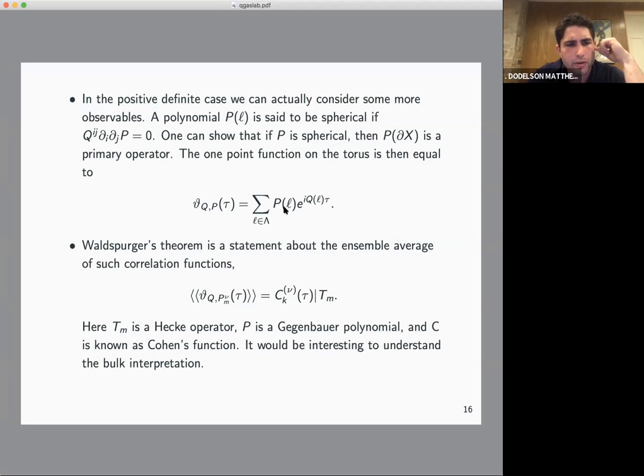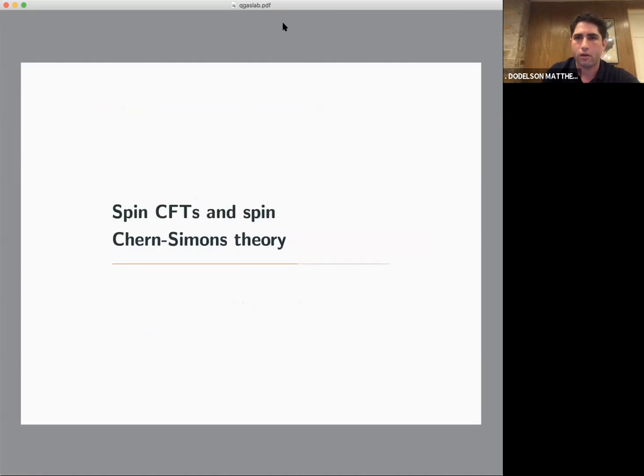So in this language, there's a theorem by Waldspurger, and it says that you can take the ensemble average of these correlation functions. And his theorem says something very specific about some specific primary operators, in terms of Hecke operators, Gegenbauer polynomials, and some function called Cohen's function. But whatever these functions are, he computes the average of these correlation functions over the ensemble. And it would be interesting to understand the bulk interpretation of this, but we don't understand this yet. Okay.